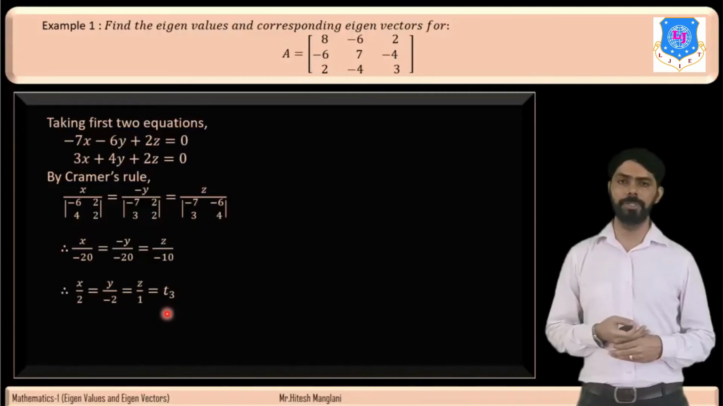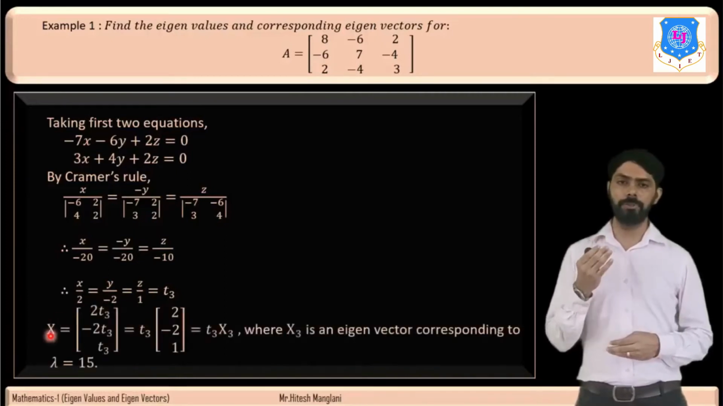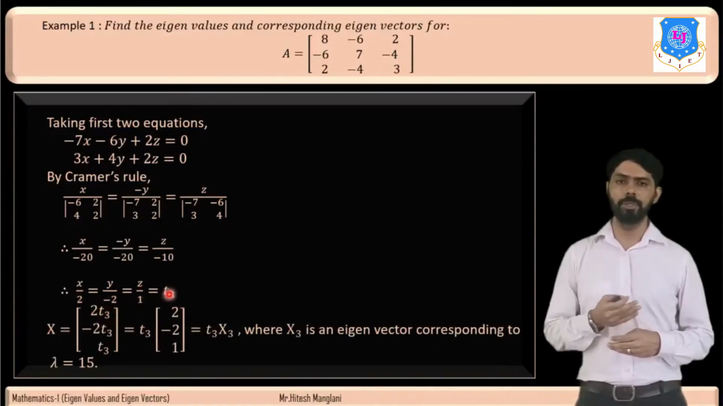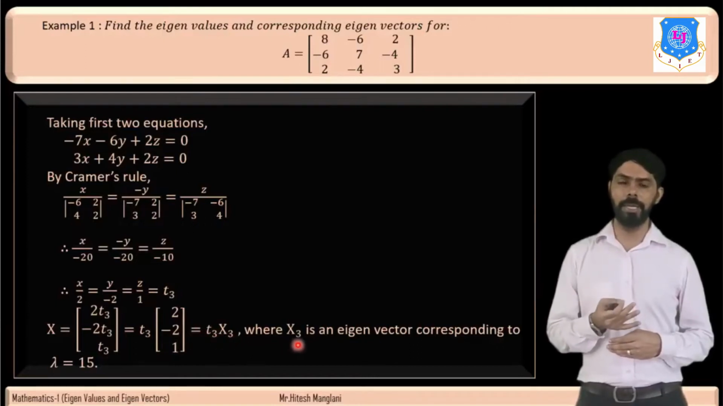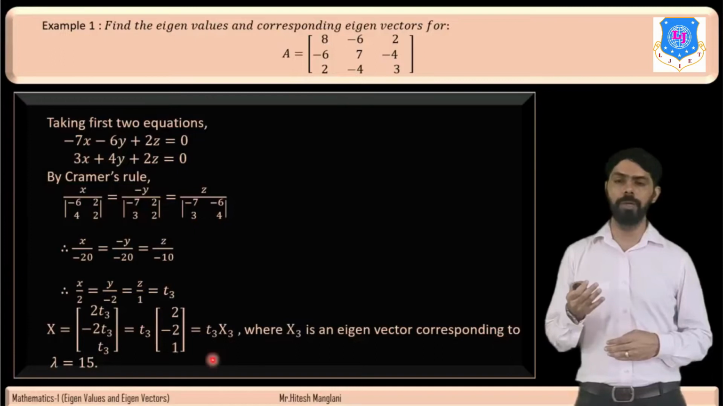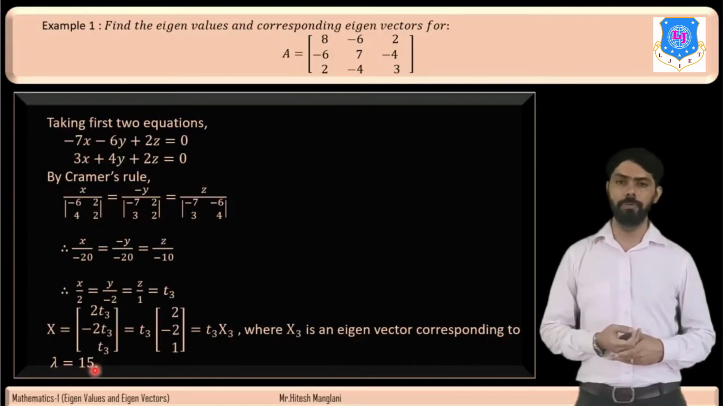So here capital X is equal to x, y, z, and x is 2t3, y is minus 2t3 and z is t3. So here taking t3 common, it will be t3 into 2, minus 2, 1, and it can be written as t3 into capital X3, where capital X3 is an eigenvector corresponding to eigenvalue lambda equal to 15.